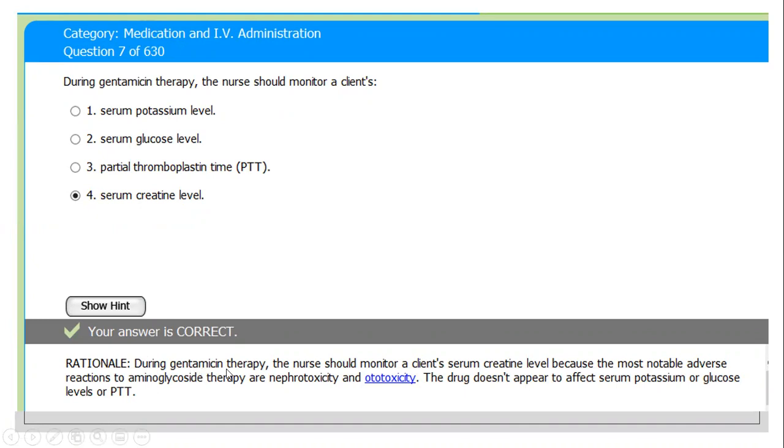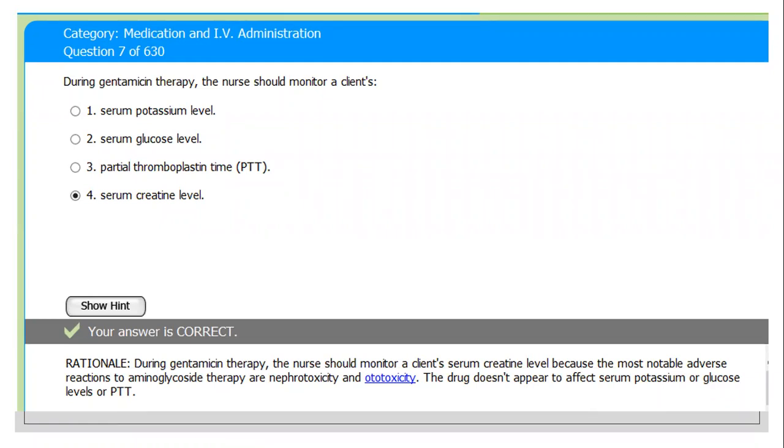During gentamicin therapy, the nurse should monitor the client's serum creatinine level because the most notable adverse reactions of aminoglycoside therapy are nephrotoxicity and ototoxicity. Nephrotoxicity means a bad effect on the kidney, and ototoxicity means a bad effect on your hearing cells.